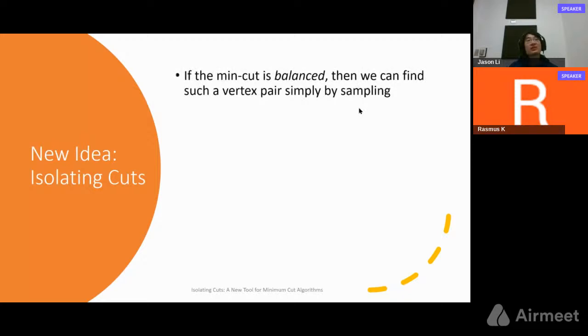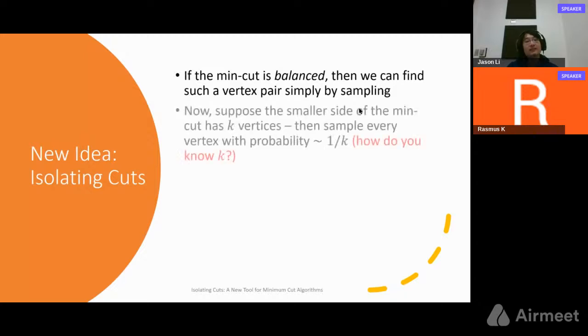One simple observation is to consider the structure of the target min-cut. Let's fix the optimal global min-cut and see what kind of structure it has. First of all, if it's balanced, in the sense that both sides of the min-cut have a constant fraction of all the vertices, then we're in good shape, at least in the randomized setting, because we can just sample a random S and a random T. With constant probability, S and T will lie on opposite sides of the min-cut. So this is a trivial algorithm that takes only log n many ST min-cuts.